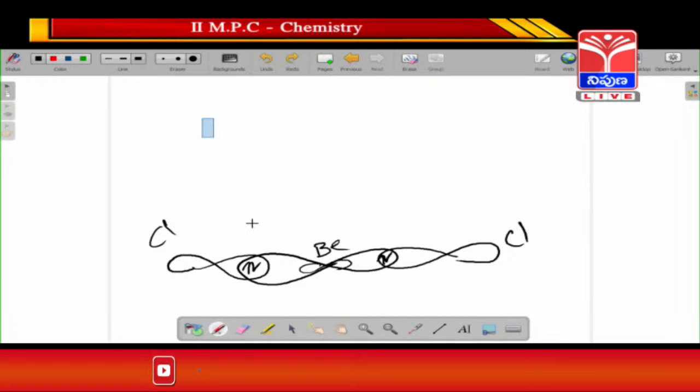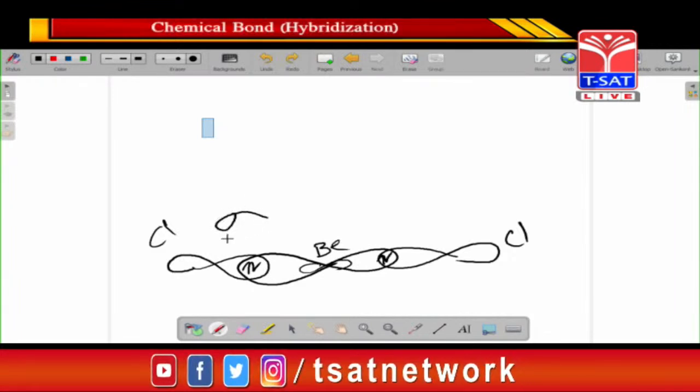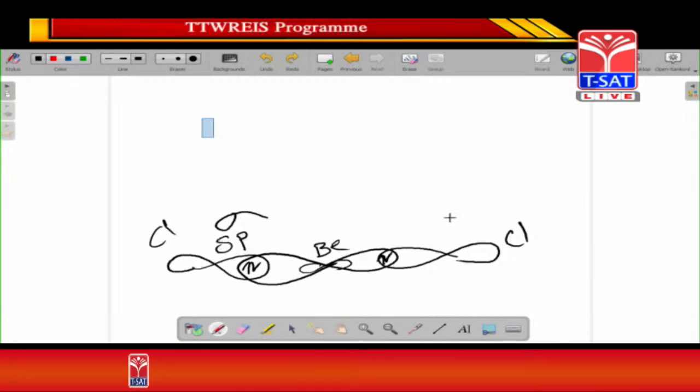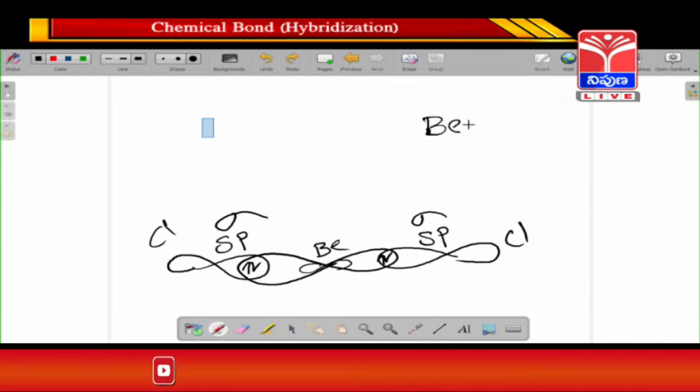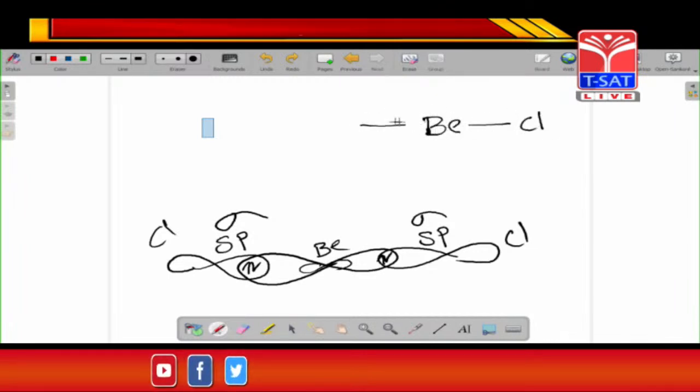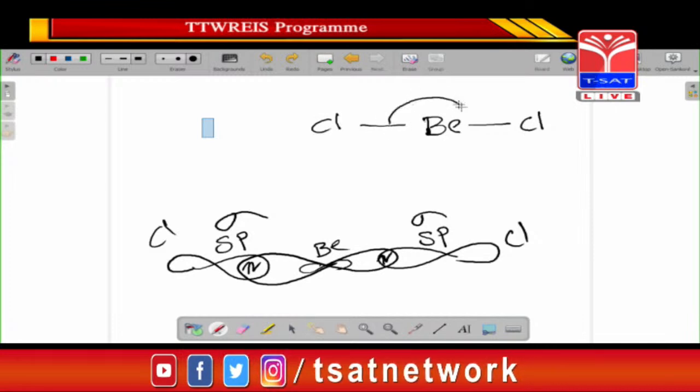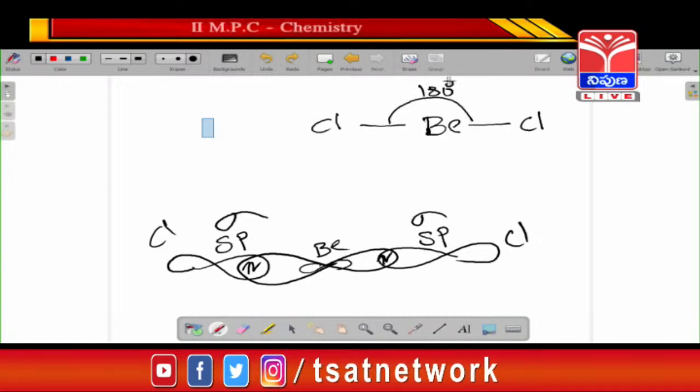So here which bond will be formed? Sigma bond will be formed. In between, the sigma bond is formed with one s orbital and p orbital. Same here also, sigma bond between s orbital and p orbital. So we can also write the structure of this. Beryllium is the middle atom where chlorine is bonded. Here chlorine is also bonded. It gives the bond angle 180 degrees.